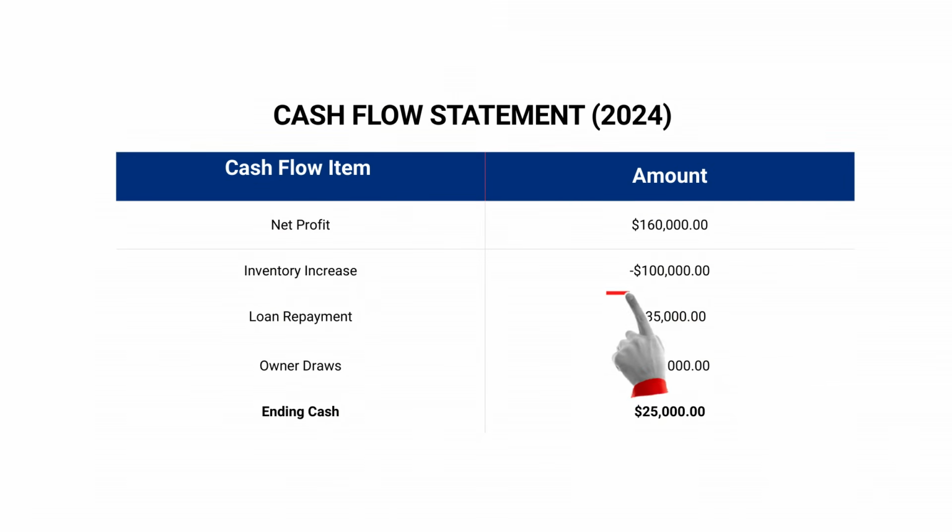Now, it would be helpful to take a look at the cash flow statement, so we would be able to find out how she spent her money during the year. First of all, she reinvested $100,000 into her inventory, and she repaid about $35,000 of loans. And she also withdrew about $100,000 for herself to support her own lifestyle. After all that, she ended the year with about $25,000 in cash. So once again, profit is not cash.